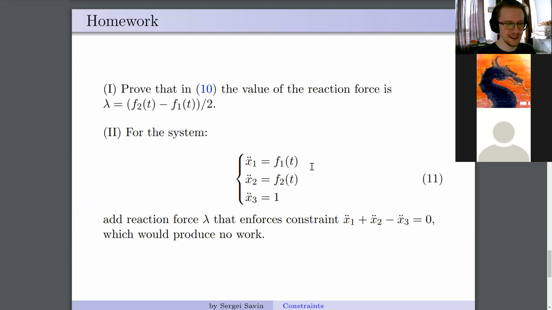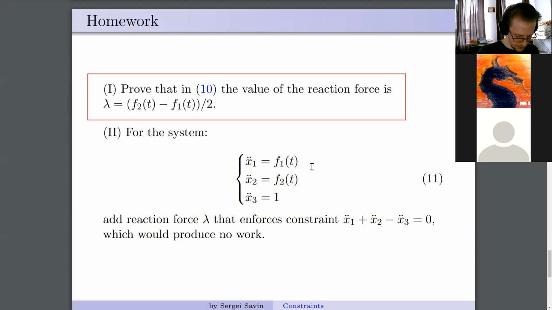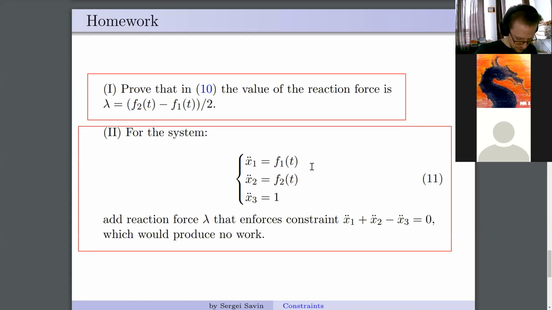But anyway, now your homework. As I said, first prove this guy. Simple enough, right? Now, this second one is a difficult homework, but doable, of course. So for this system, introduce reaction forces which enforce the constraint that they have written, and try to make sure it produces no work.